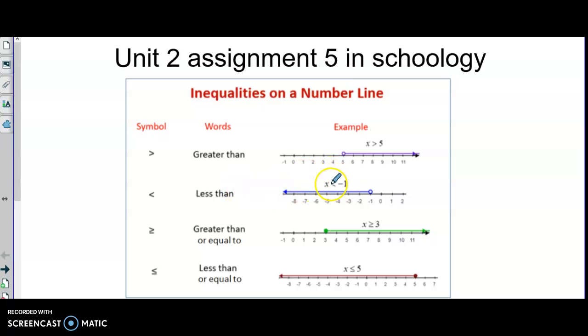So same thing here, less than. x is less than -1. -1 is not a solution, but all the numbers less than -1 are solutions. Here we have x is greater than or equal to 3. So in this case, 3 is a solution, which is why we used a closed circle. And then all the numbers greater than 3 are also solutions. Down here we have x is less than or equal to 5. So 5 can be a solution. And then all the numbers less than are also solutions.